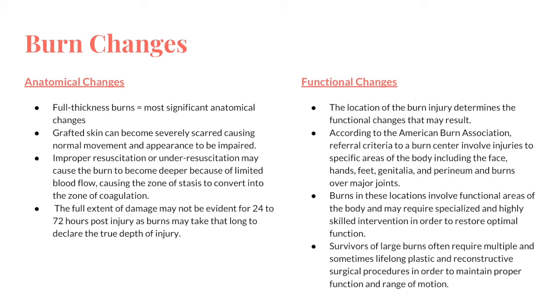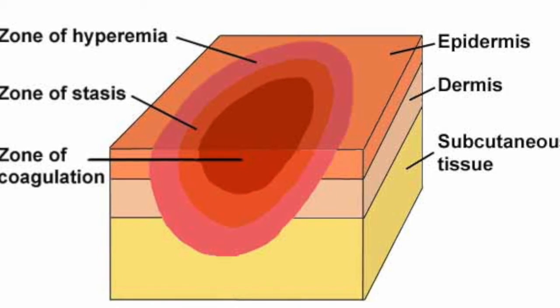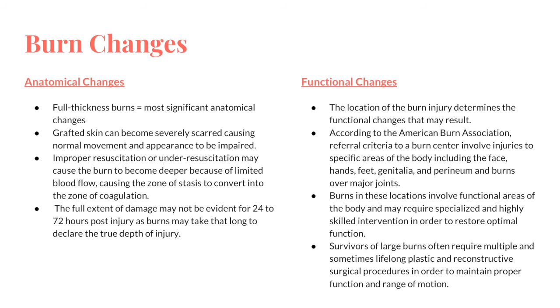The zone of stasis is the area that immediately surrounds the zone of coagulation and is characterized by damaged cells and impaired circulation. Improper resuscitation or under-resuscitation may cause the burn to become deeper because of the limited blood flow, causing the zone of stasis to convert into the zone of coagulation. The outermost area is termed the zone of hyperemia and is generally an area of increased blood flow in an effort to bring key nutrients for tissue recovery. This area usually recovers spontaneously within 1 to 2 weeks. The full extent of damage may not be evident for 24 to 72 hours post-injury, as burns may take that long to declare the true depth of their injury.